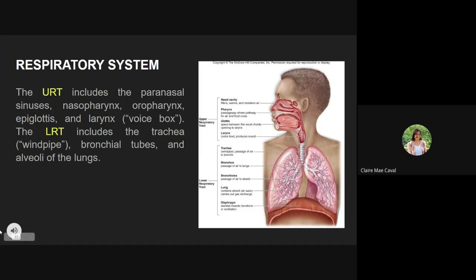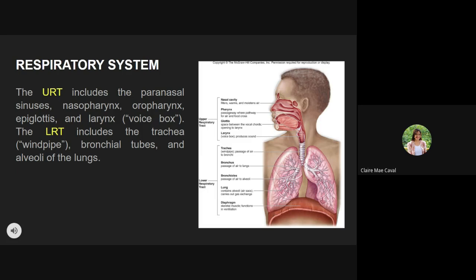It's divided into the upper respiratory tract and lower respiratory tract. The upper respiratory tract includes the paranasal sinuses, nasopharynx, the oropharynx, epiglottis, and the larynx or your voice box. So it's in the picture as you can see. Then the lower respiratory tract includes the trachea, the bronchial tubes, and the alveoli of the lungs. The alveoli is where the exchange of gases takes place in the lungs.